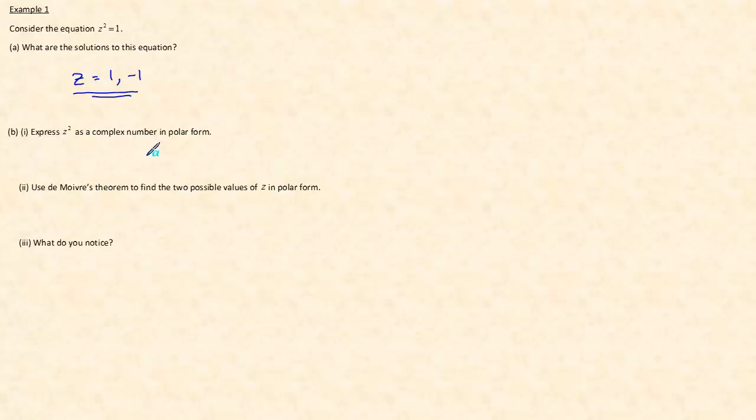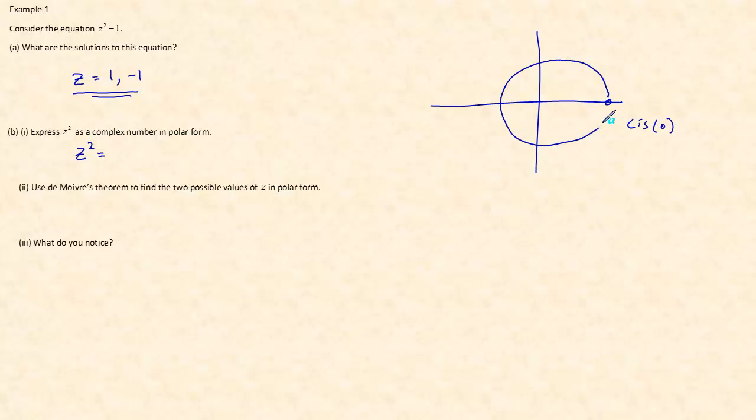Express z squared as a complex number in polar form. Well, z squared is equal to 1. Now think about where that is. That's just here. So it's going to be at cis 0, but also every time we go around in whichever direction, multiples of 2 pi. So we can say that this is cis 0 plus 2n pi. Well, of course, that's just cis 2n pi, where we specify that n is an integer.